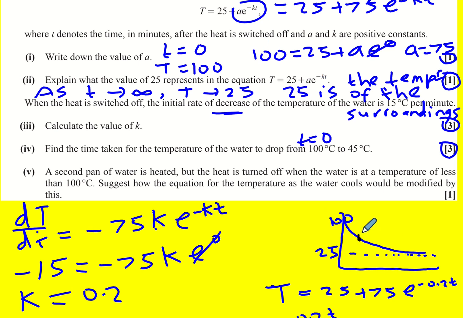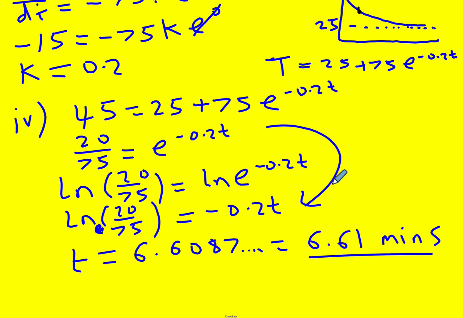The thing we want to change is a, because a told us the starting temperature. 75 added to 25 gave us 100. So what do we need to do to start at a temperature less than 100? We just need to decrease a.